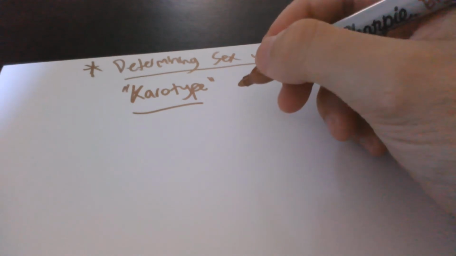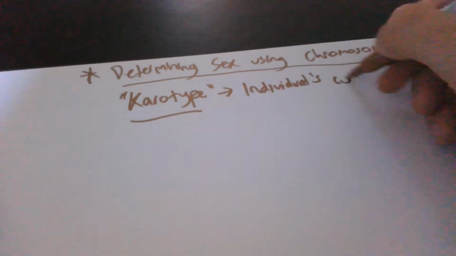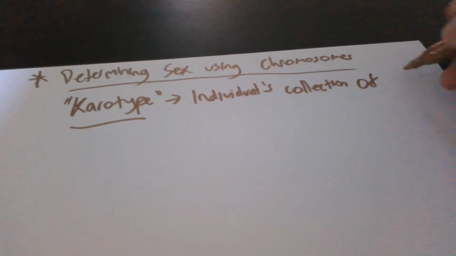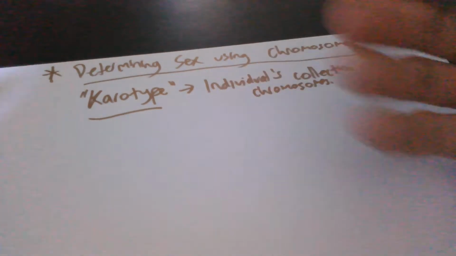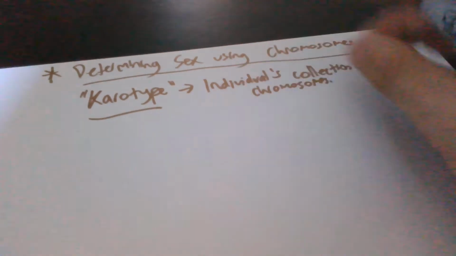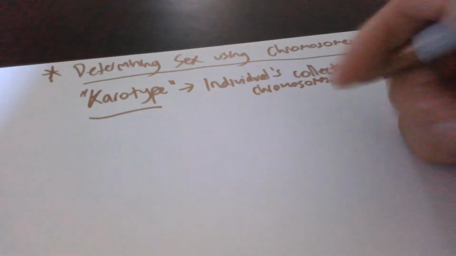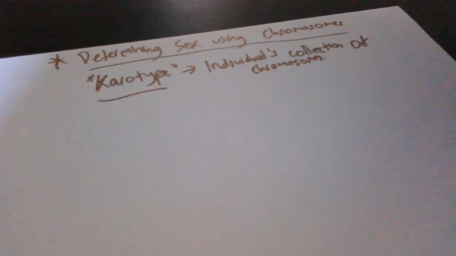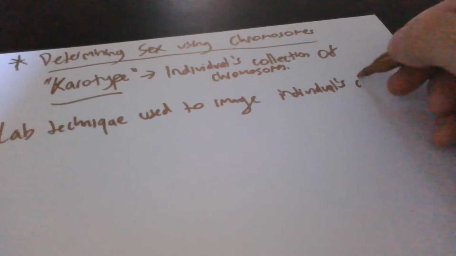It's basically an individual's collection of chromosomes. It's basically a picture of a person's chromosomes. There's a lab technique that produces images of an individual's chromosomes. It's used to look for things like abnormal numbers or structures of chromosomes, so they can recognize if you have a disease or not. So, a lab technique used to image individuals' chromosomes.